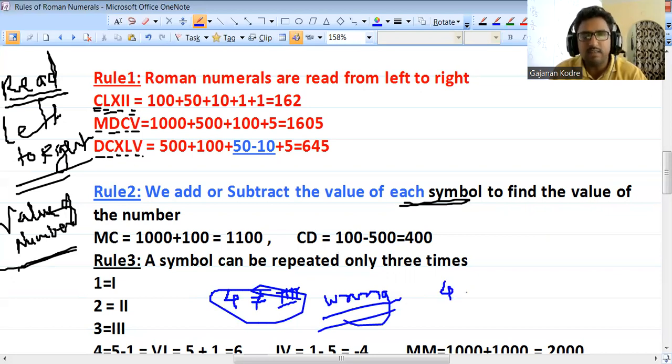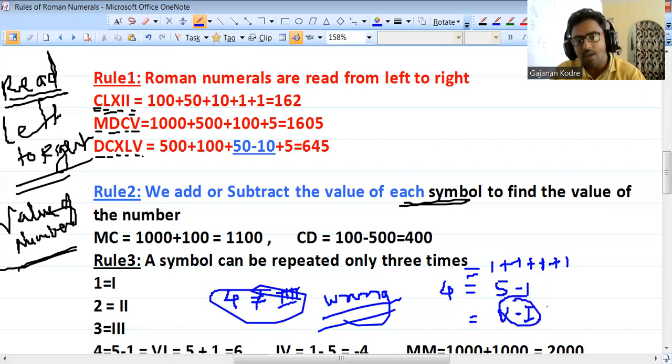तो 4 को कैसे लिखा जाता है? 4 can be written as 5 minus 1. चलो 4 को हम 4 times 1 नहीं लिख सकते. Yes, as it is going against the rule. So what we can do? We can write it 5 minus 1. अब 5 minus 1, 5 का सिंबल होता है V और 1 का सिंबल होता है I, और इन दोनों के बीच में subtraction. So subtraction कैसे लिखा जाता है? Always the smaller number comes before. I symbol will come before V. So IV. So here 4 will be termed as IV.